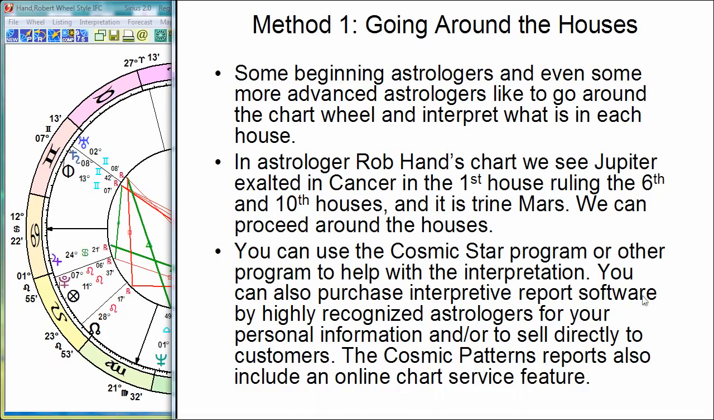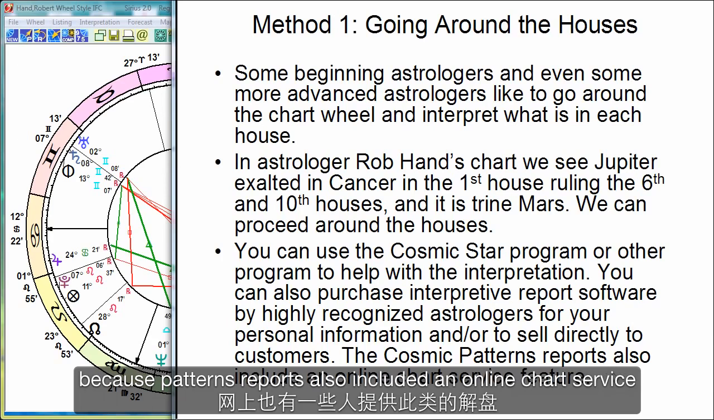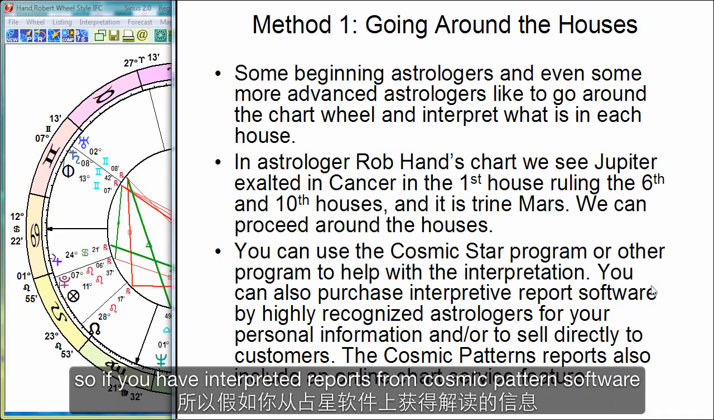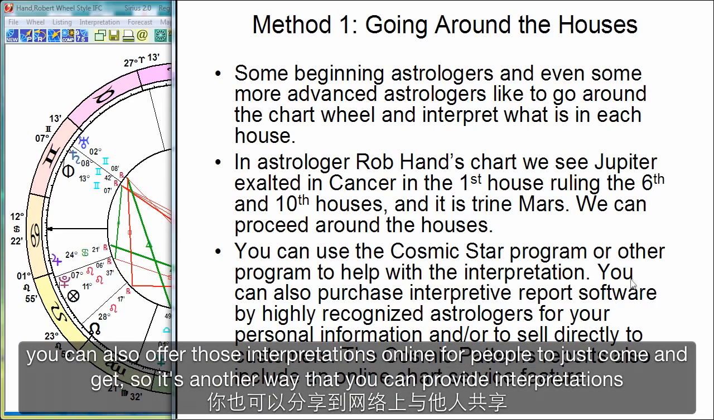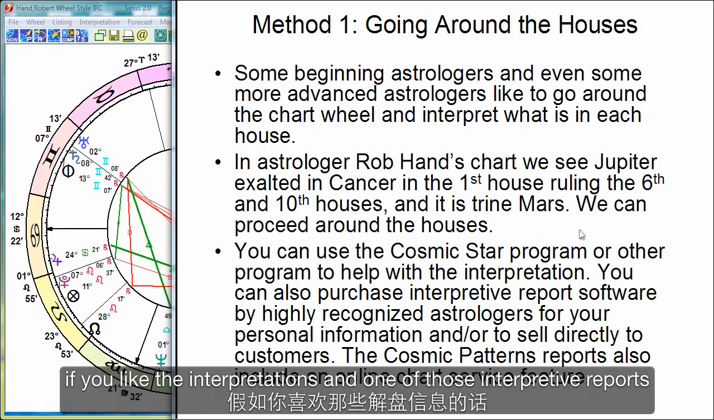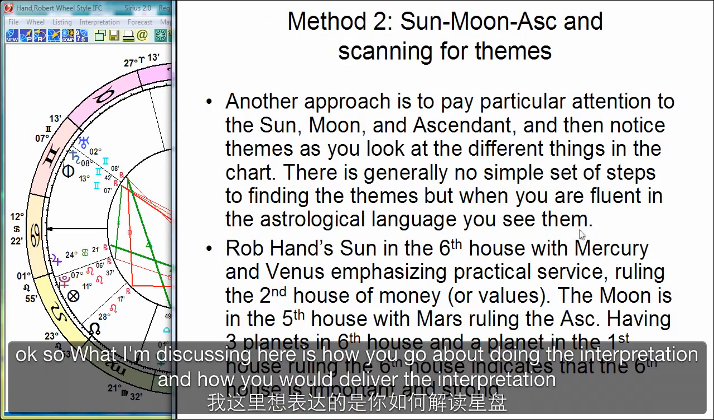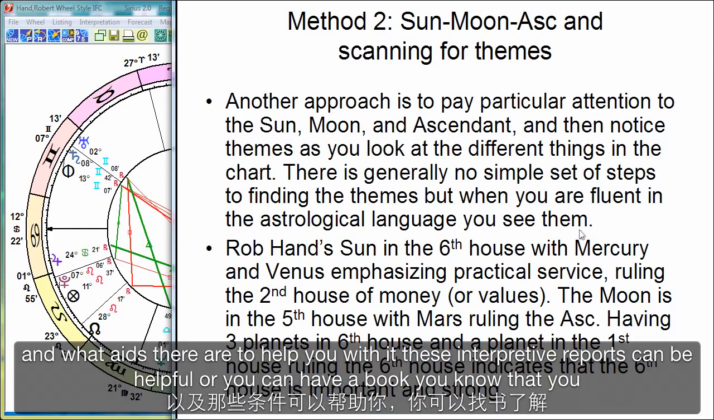The Cosmic Patterns reports also include an online chart service. So if you have interpretive reports from Cosmic Pattern software, you can also offer those interpretations online for people to just come and get. So it's another way that you can provide interpretations if you like the interpretations in one of those interpretive reports. Okay, so what I'm discussing here is how you go about doing the interpretation and how you would deliver the interpretation, and what aids there are to help you with it.